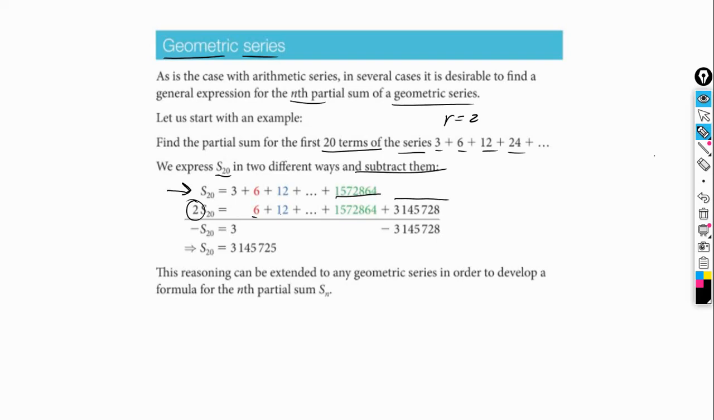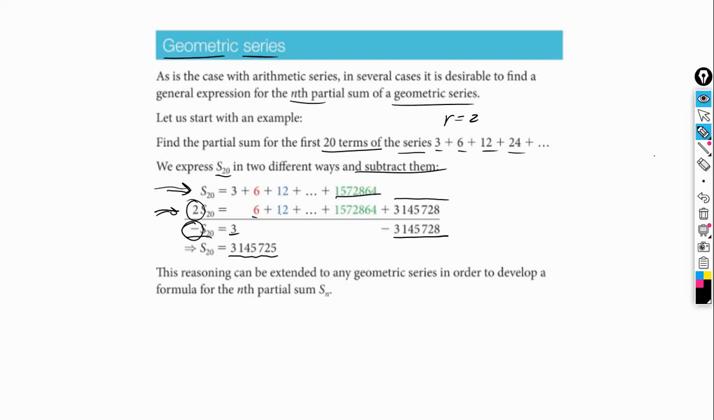Now we subtract them. If we subtract these 2 rows, we're going to get minus the sum of S20 is going to equal 3, because 3 minus 0 is 3. And then 0 minus this would be negative 3,145,728. So if we subtract this, we're going to get negative 3,145,725, but because we have a negative sign here, then this is positive. So this would be the total sum.